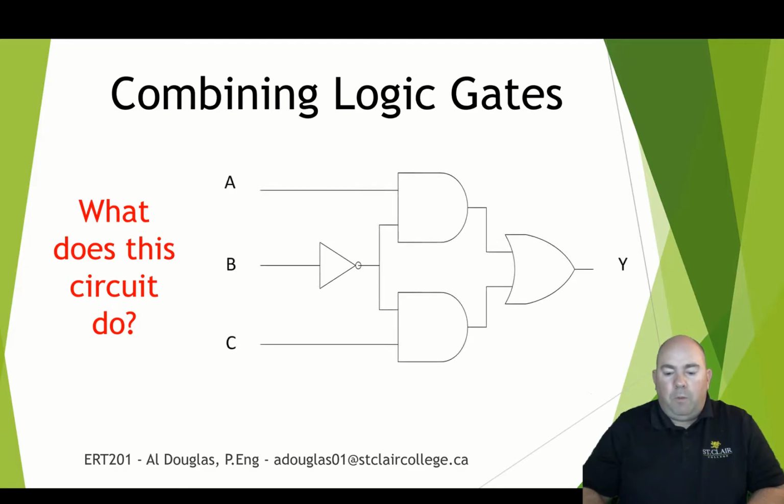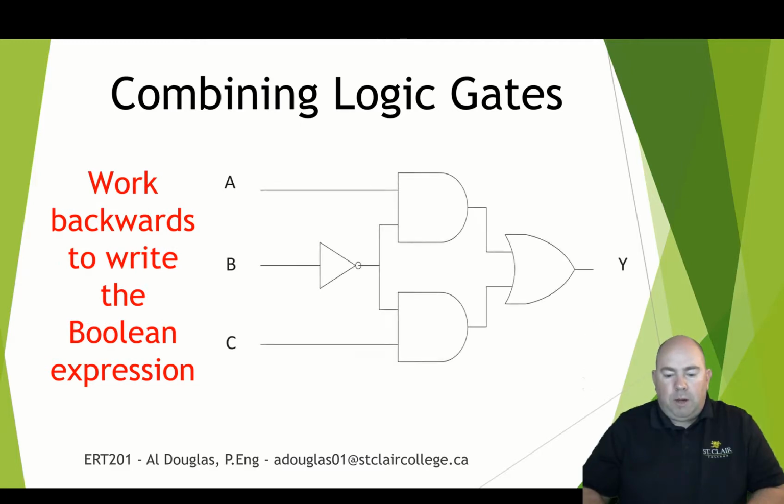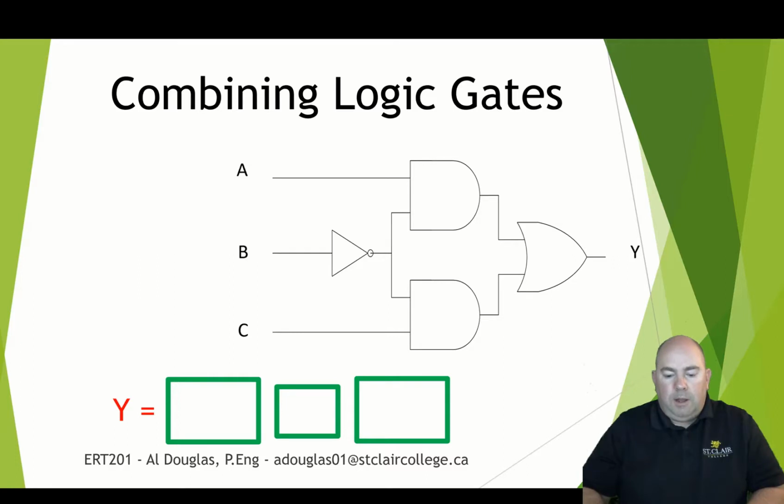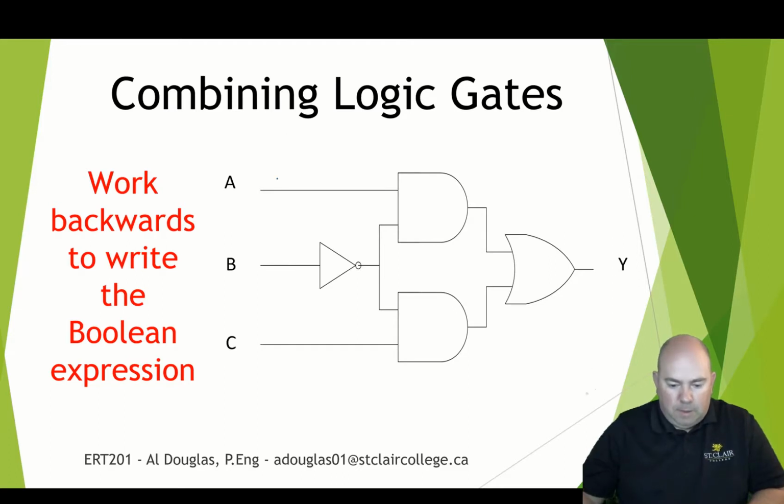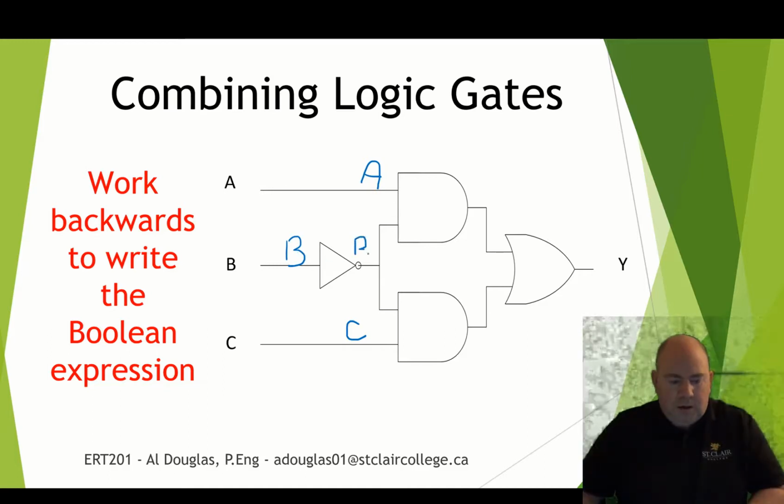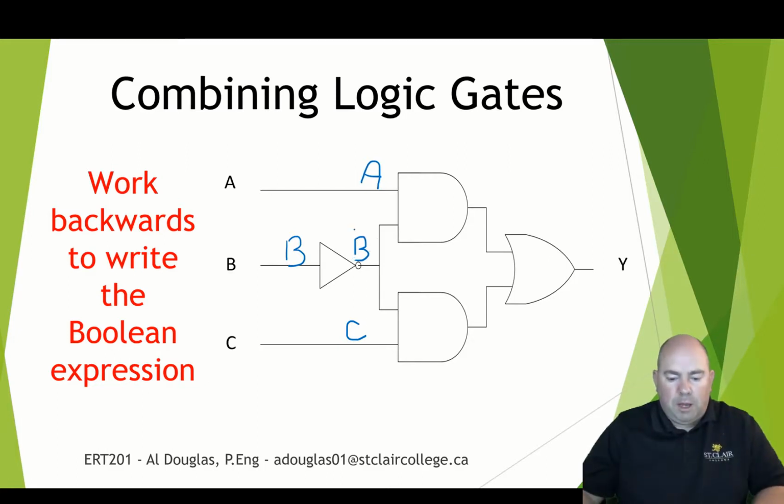So for example, what would this circuit do? So we can kind of work backwards with the Boolean expression on this. So we can look at this and say, okay, this signal here, that is A. This signal here is B. This signal here is C. So B, going through an inverter, coming out the other side, will be B bar. Right? So B comes in, inverted B comes out.